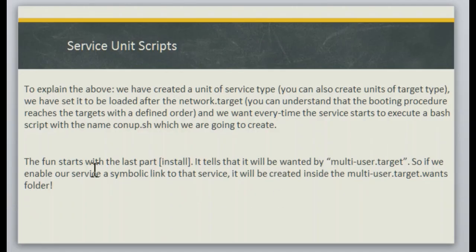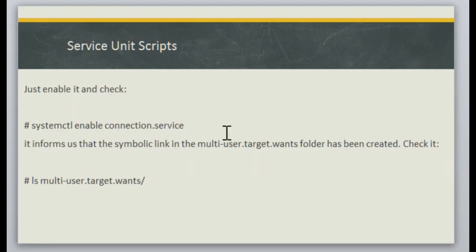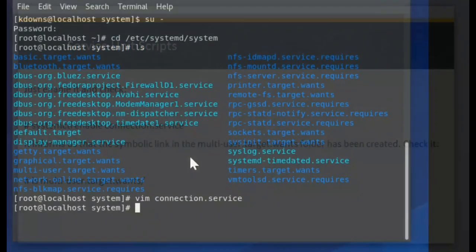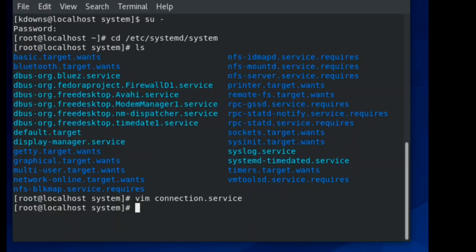So if we enable our service, a symbolic link to that service will be created inside the multi-user.target.wants folder. So we're going to go ahead and try and enable it. We're going to do that by doing systemctl enable connection.service. Okay, let's go ahead and try it. See what happens. So systemctl enable, and connection.service is what we named our file.